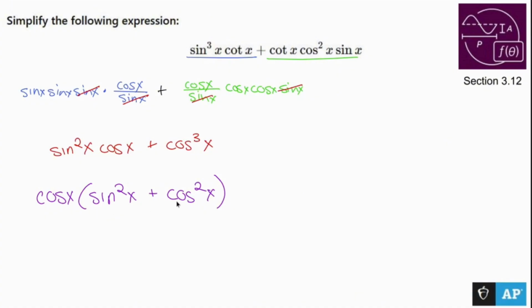Sine squared x plus cos squared x, why that's a Pythagorean identity. So cosine x times 1, because sine squared x plus cos squared x is 1. And cos x times 1 is just regular cosine x. Well, isn't that fun?